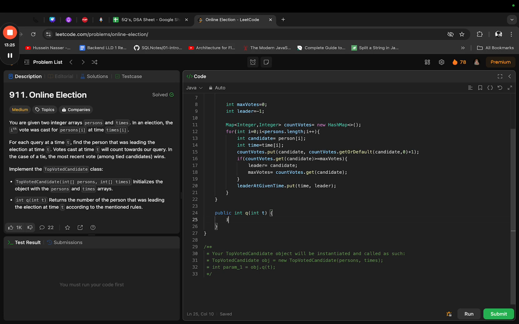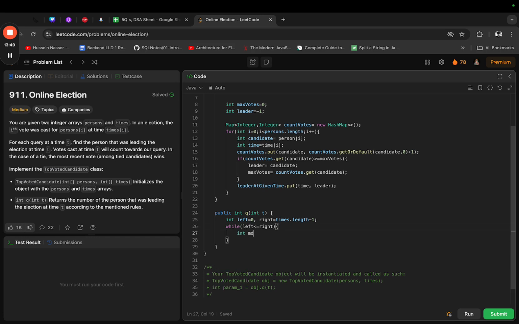So in the binary search, I'm taking left equal to 0 and right equal to times dot length minus 1, and while left is less than or equal to right, you have to calculate the mid value, mid equal to left plus right minus left by 2. If times of mid is less than t.